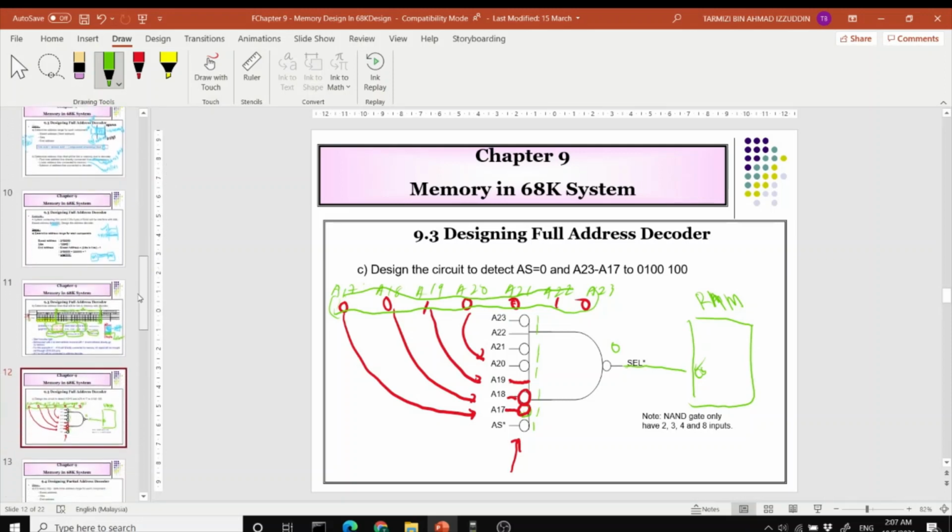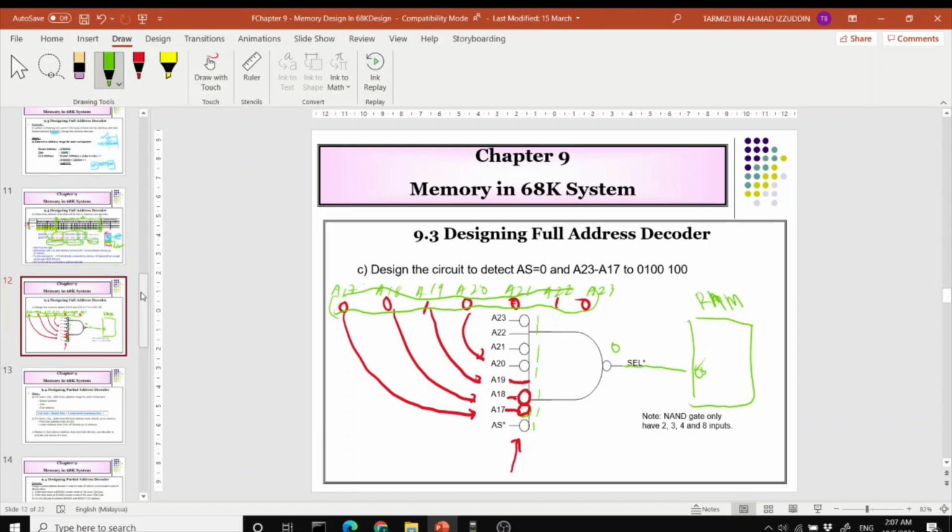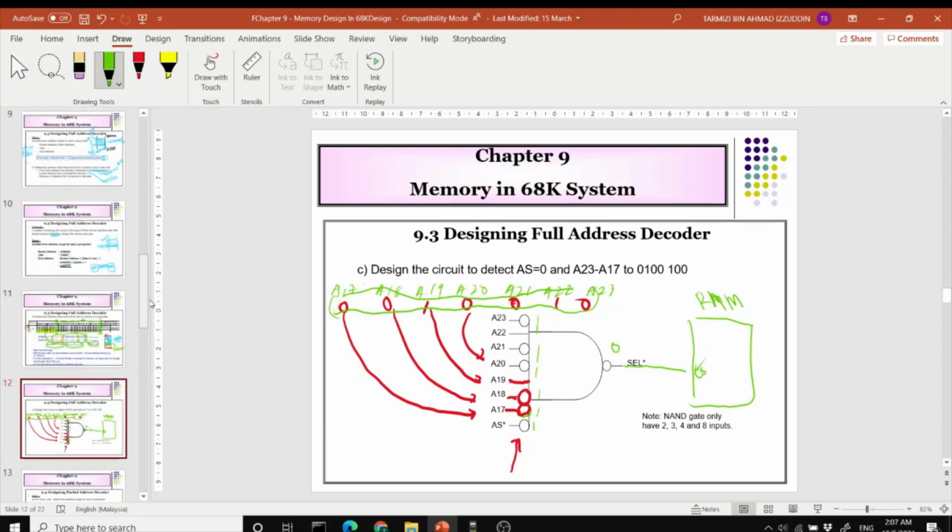So I think I'll stop from here. We will continue with the partial address decoding scheme in the next lecture.